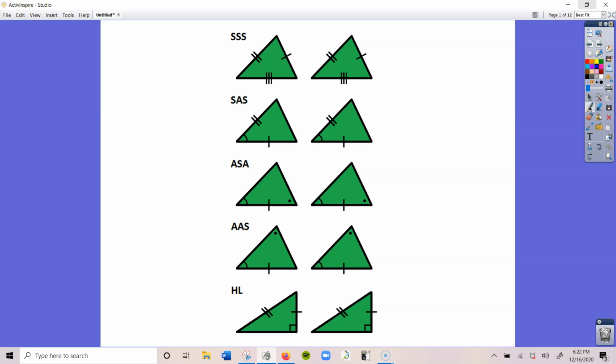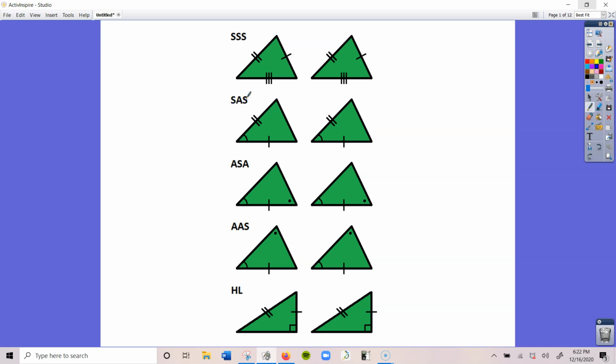We have SSS, SAS, ASA, AAS, and HL. HL standing for hypotenuse leg. Now, the S's stand for the sides of the triangle and the A's stand for the angles of the triangle. So if you have SSS, that means that if you have two triangles and you have three congruent sides, or rather one of each side is congruent to one of each side of the other triangle, just like you can see from the markings, then these two triangles would be congruent.